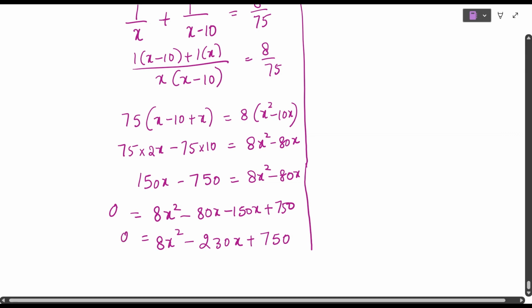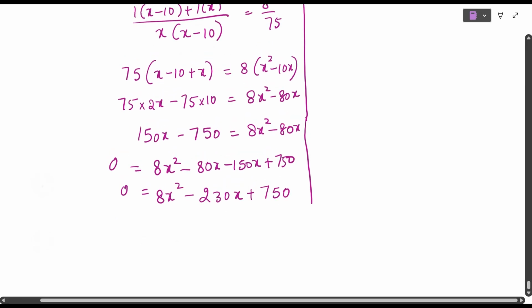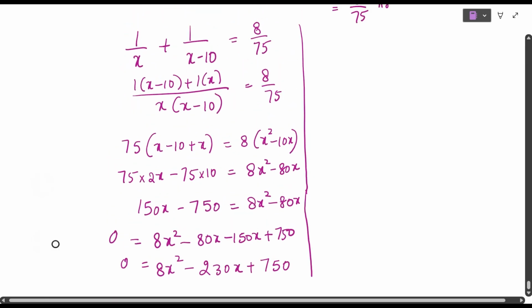So if possible, all the three numbers are divisible by 2. Let us take the common factor 2: 0 is equal to 2 into (4x² − 115x + 10...). After transposing, 0 divided by 2 is 0, students. So our quadratic equation is nothing but 4x² − 115x + 375 = 0.